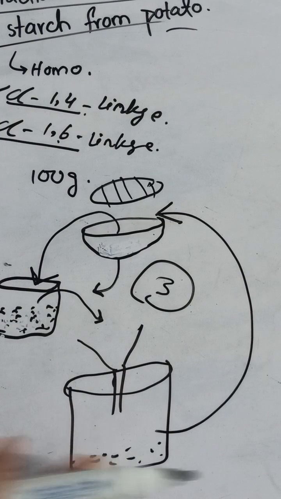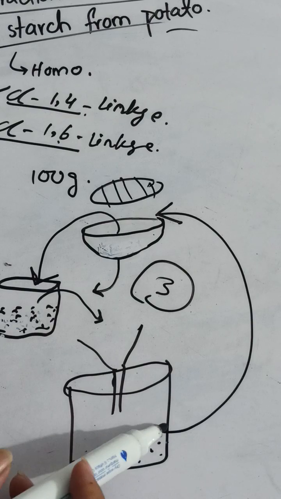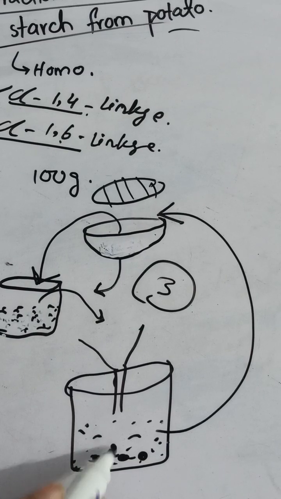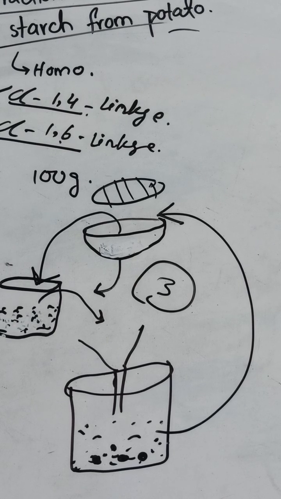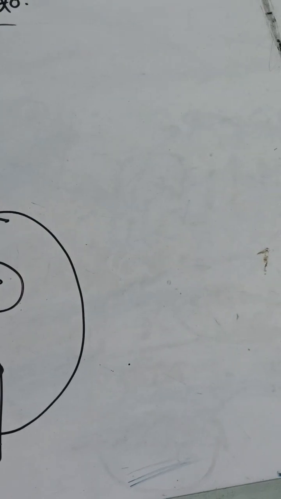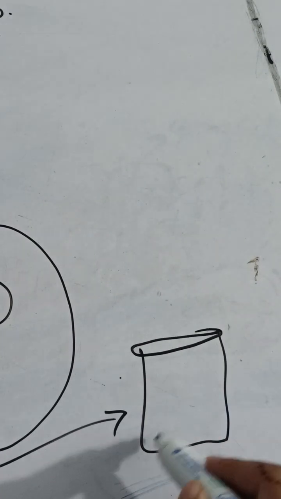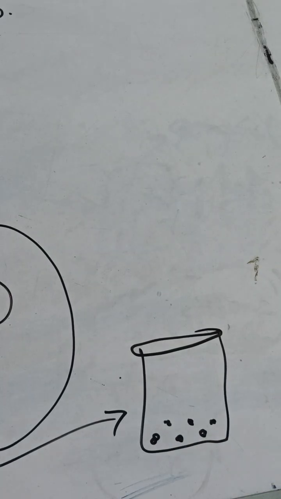After the third time, when the filtrate comes out, you will allow this filtrate to settle down, and you will see a lot of granules of the starch settled to the bottom of your beaker. It should be clearly visible to you. Then you will extract these granules of the starch out. I am drawing just here how you will extract it out into another beaker. You just take the granules of all the starch out from the potato.